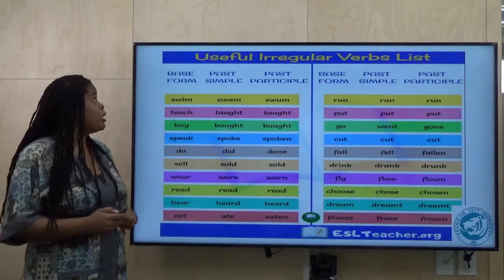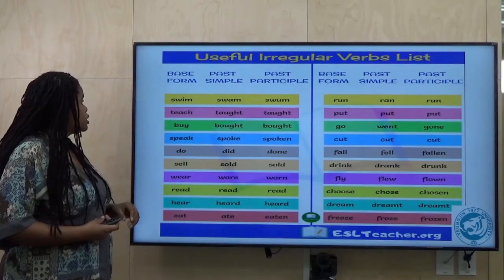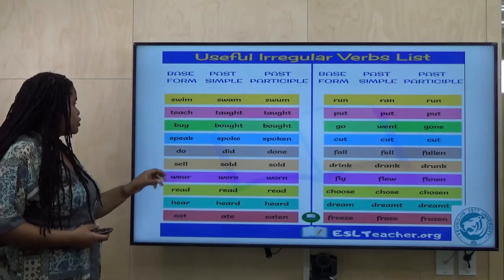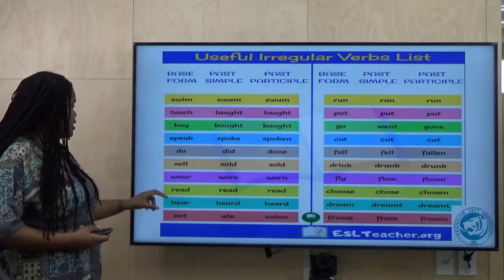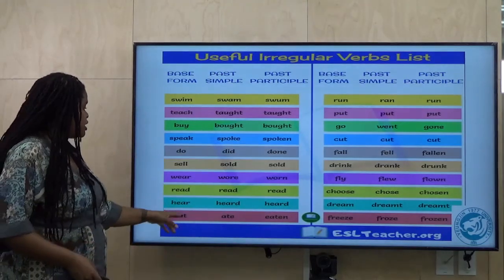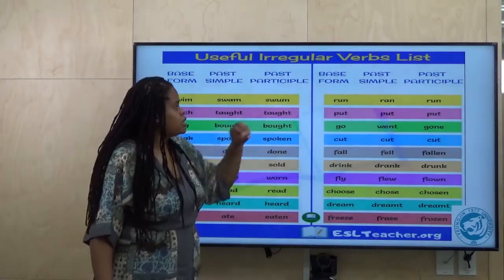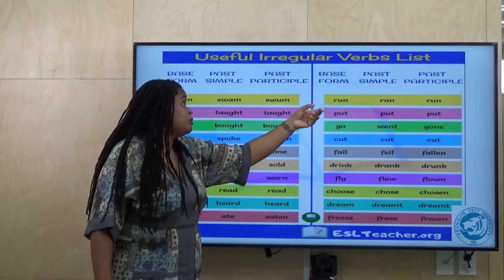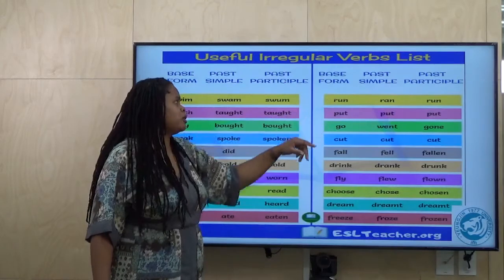Here's the chart I told you about of useful irregular verbs list. These are some of the more common ones, like teach. Do is a very common one, so it's do, did, done. Eat is another common one, so it's eat, ate, eaten. Run is common, run, ran, and run. So the base and past participle are both run.